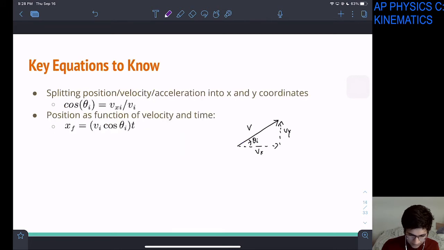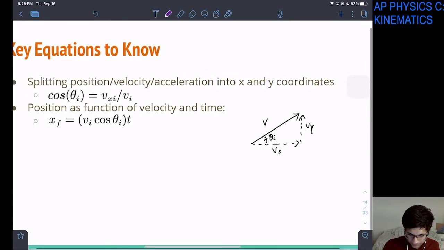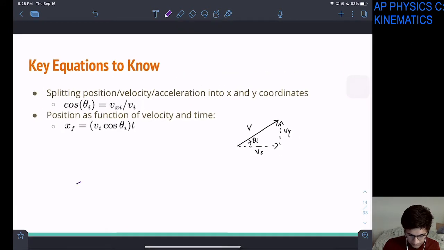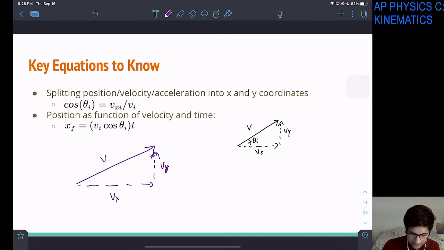All right. So some key equations to know. What we often do is we'll look at a vector like this here, v. This might be our speed vector, velocity vector. It might be our acceleration vector. And we break it up into its x and y components. I'm just rewriting this diagram here. And we call this the y component of the velocity, and this is the x component of the velocity.